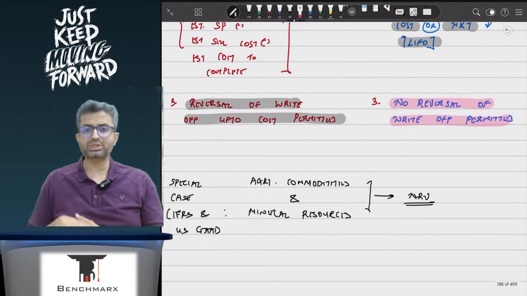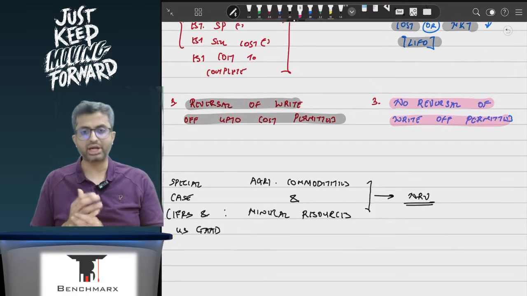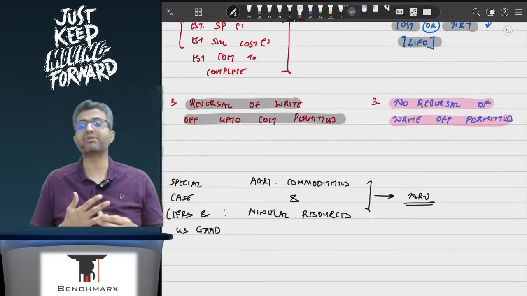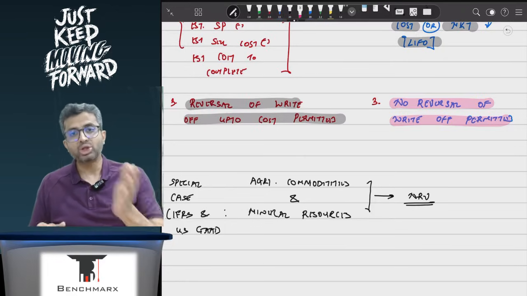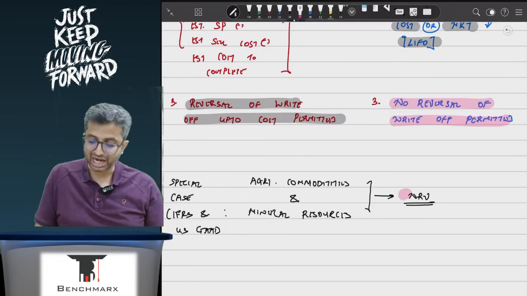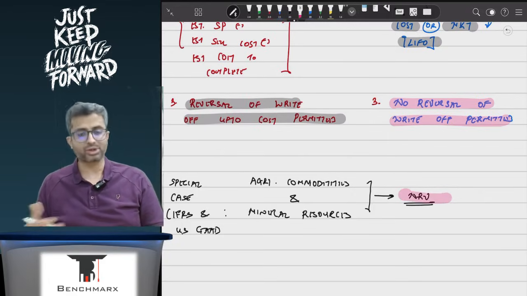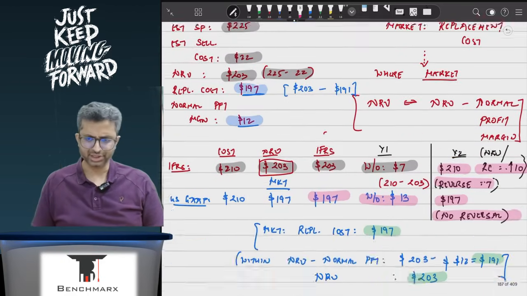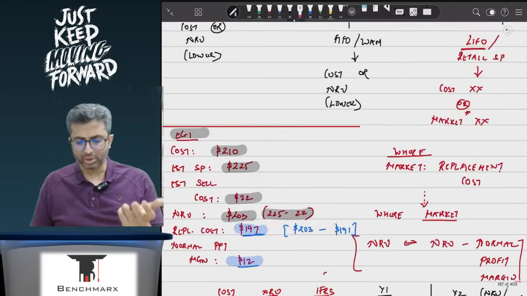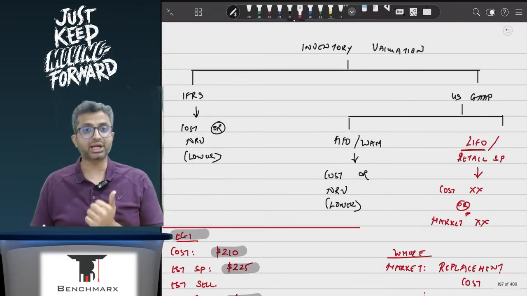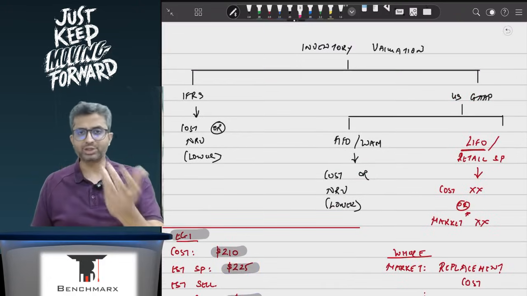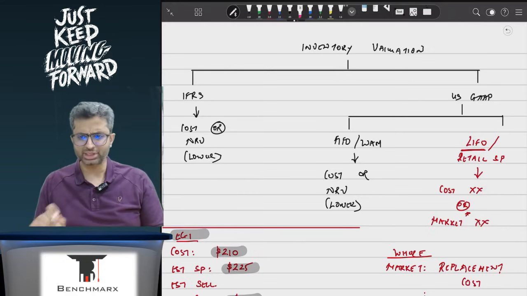Let's say for natural resources like agricultural commodities, or mineral resources, both US GAAP and IFRS give a special guidance where they permit you to show these items at your NRV, agri commodities or mineral resources. This is a special case which is there for both US GAAP and IFRS. Now, one point which is important over here is, as we said, this LIFO and these adjustments.